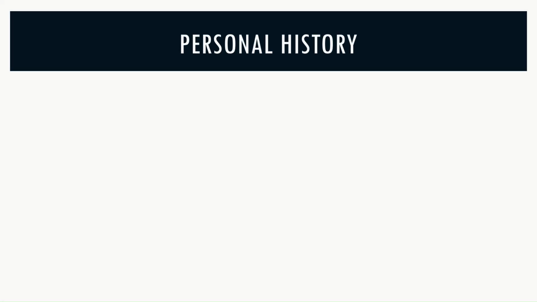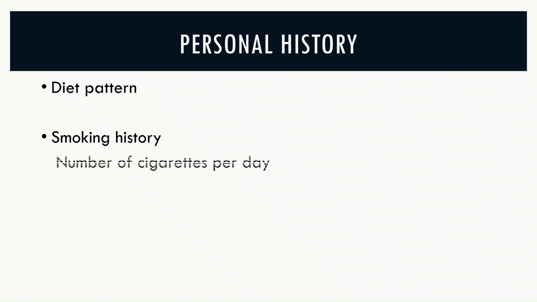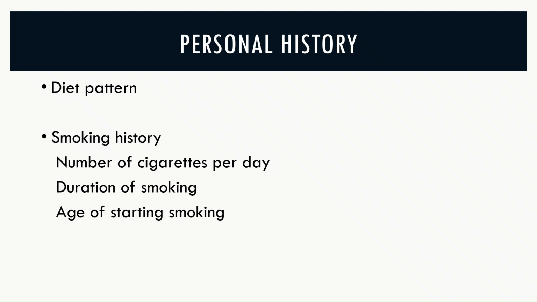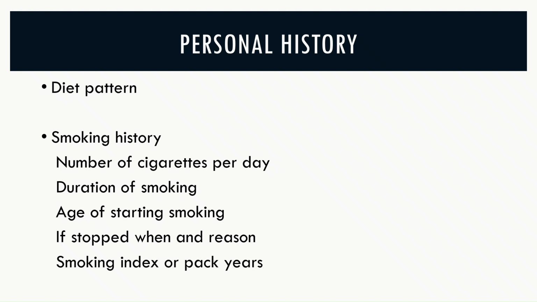Personal history. In personal history, we first assess diet pattern of the patient. A detailed smoking history is extremely important in respiratory diseases. We should document number of cigarettes smoked per day, duration of smoking, age at which smoking started, and whether the patient has stopped smoking and reason for stopping smoking. We should calculate smoking index or pack years and also inquire about any attempts to quit.